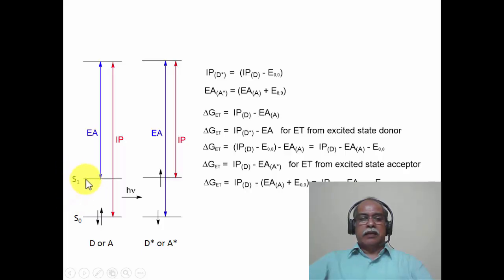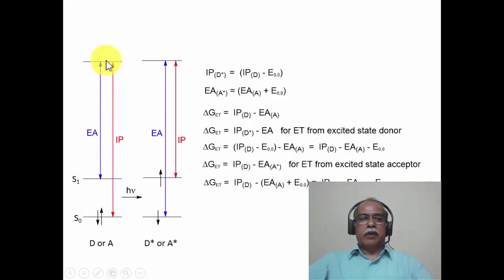Now, if you want to define two parameters which are important in defining the donor acceptor properties of a molecule, these are the ionization potential and electron affinity. Ionization potential essentially tells you how easy it is to remove an electron from the highest occupied molecular orbital to infinite level, which is the vacuum level, which is this particular level here. So the energy that is required to be put in the molecule to excite the electron from the S0 state to the vacuum level is what is known as ionization potential.